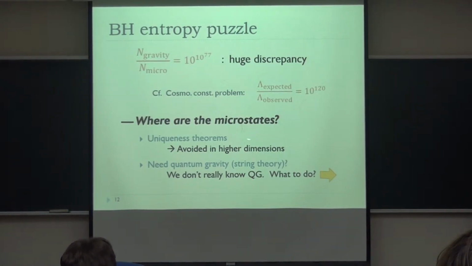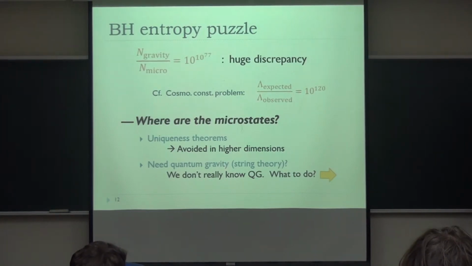On the other hand, the cosmological constant problem, the big problem, is like 10 to the 120, which is really, really tiny compared to this. Okay, so this is a bigger problem, right? Okay, anyway, so where are these microstates?